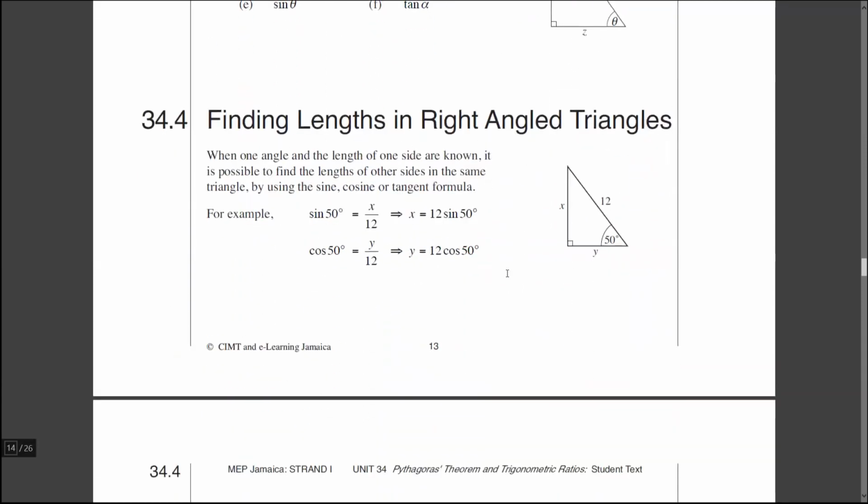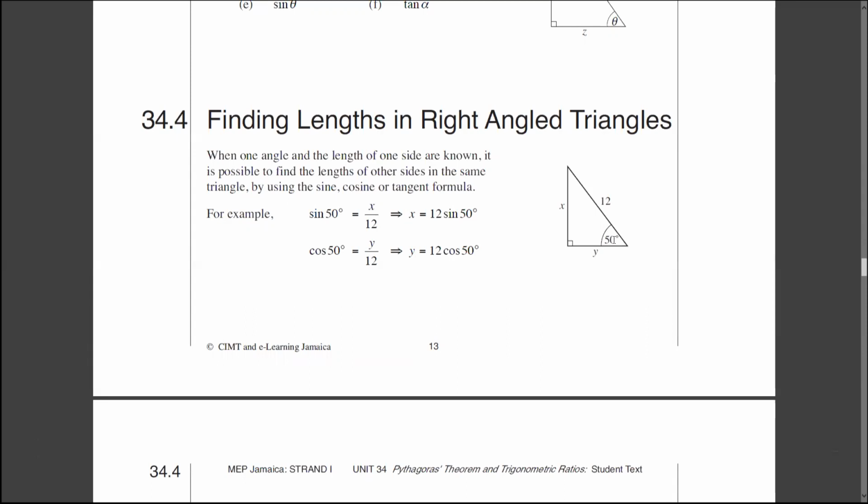So here's the findings in right angle triangles. When one angle and the length of one side are known, it is possible to find the lengths of other sides in the same triangle by using the sine, cosine, or tangent formula. So for example, sine 50 degrees is equal to x over 12, and then you solve for x, which is 12 sine 50 degrees.